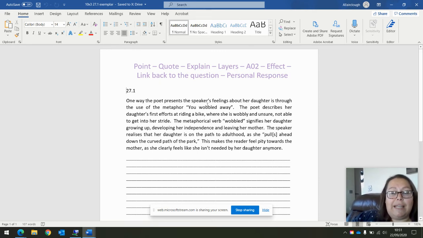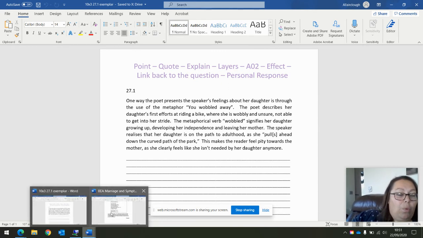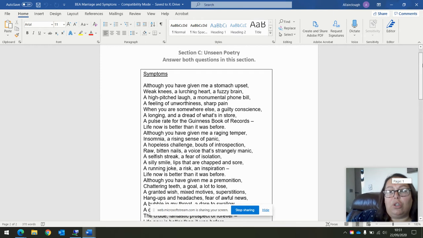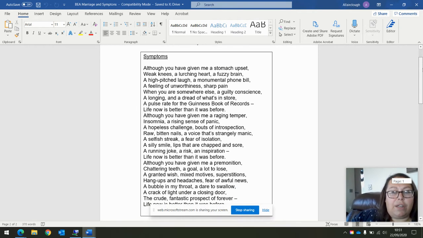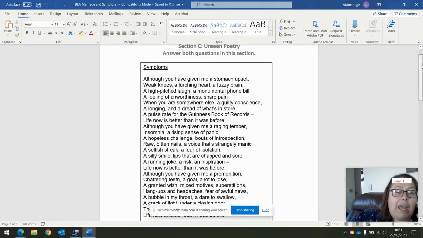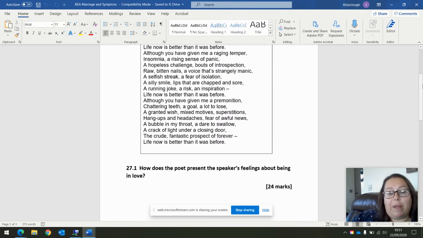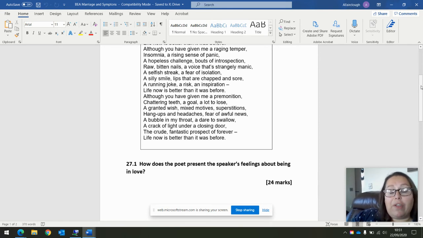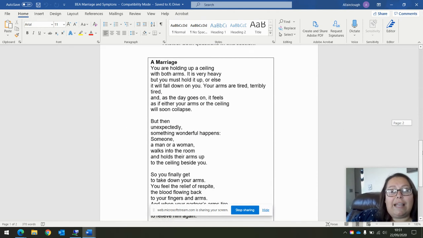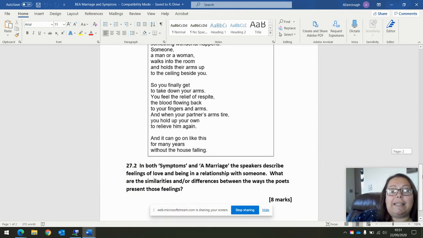Okay, so here's a nice example for you, and then there's some space for you to be able to continue it. When you get even further through the lessons, you'll notice that they start to look a little bit more like the exam papers. So, for example, this question, which is on marriage and symptoms, you'll have the first poem followed by the first question. How does the poet present the speaker's feelings about being in love? It's worth 24 marks. As I've just said, you should be spending about 35 minutes on this question. Once you've finished that, you'll then get a second poem and a second question.